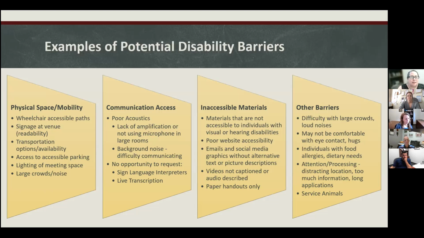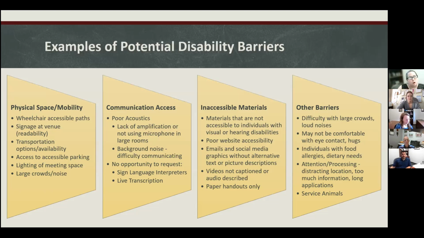Obviously, parking is a big thing. I think almost anybody who's ever put on an event on campus, you're getting people asking you where disabled parking is, and other questions. So when you're putting on an event, know that. Think about the lighting. For people who may have difficulty seeing or need better lighting and it's really dark, they may not be able to see what's going on.